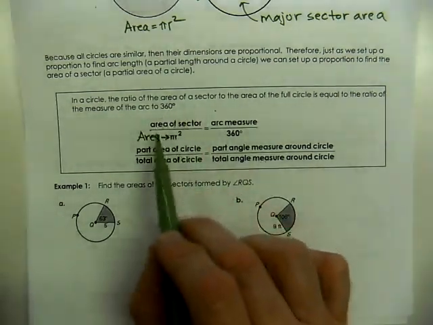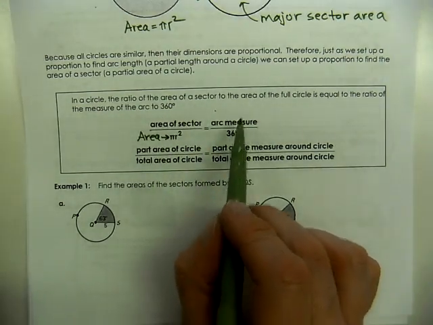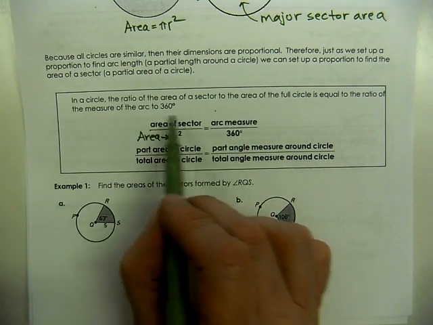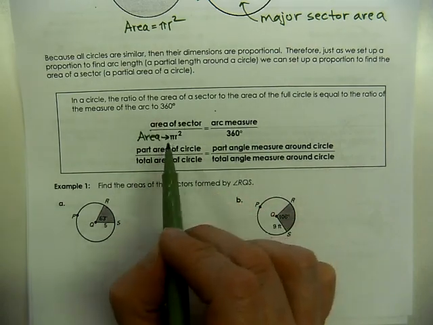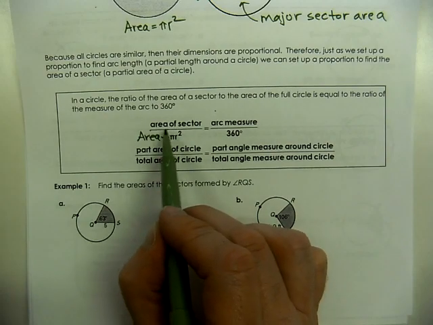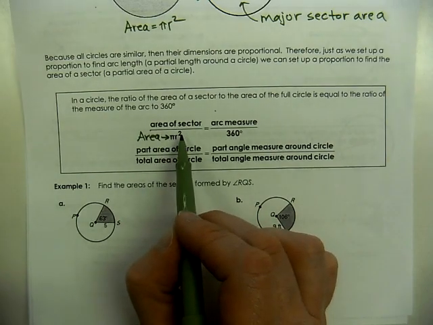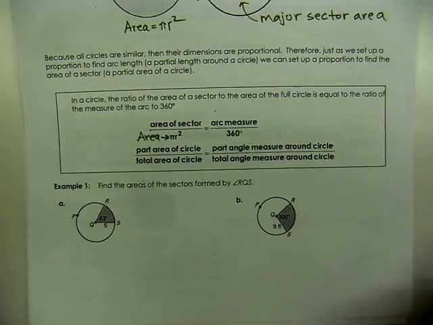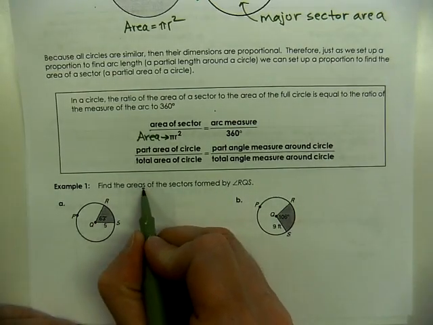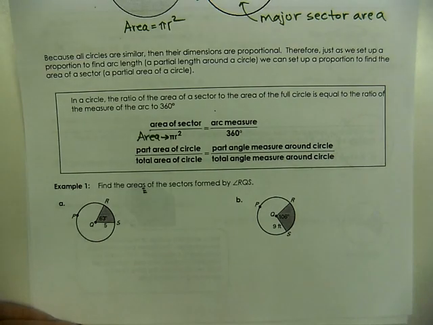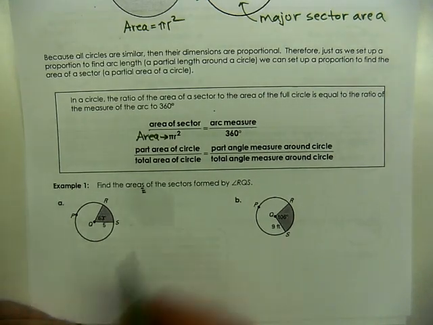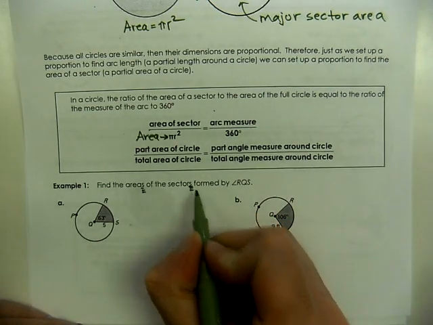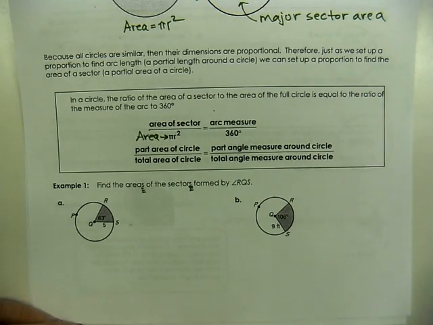So we're using this proportion to either find a missing arc measure or a missing sector area or even a missing area of the total circle. So let's look at a few examples. Notice in this it says find the areas. So we're finding more than one area. It's plural. We're finding the areas of the sectors, right? So again, there's a minor sector and a major sector, and it's asking us to find both.